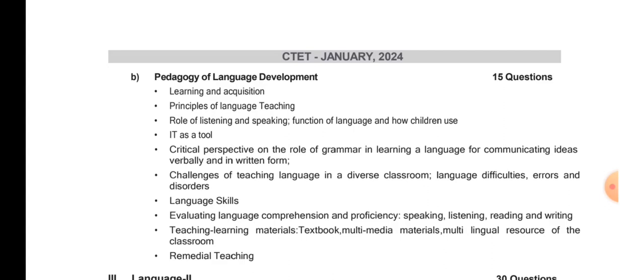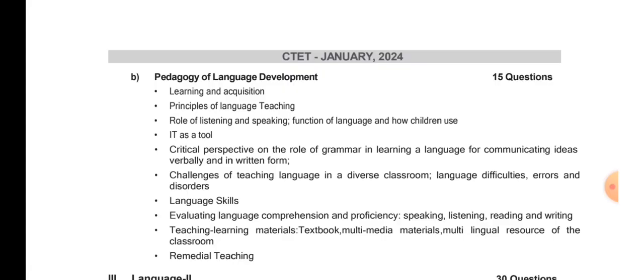nothing can stop you. But if you're not serious with pedagogy, nothing can help you. So pedagogy is coming up here also: learning and acquisition. Pedagogy is all about learning and how the child acquires. It is all about the children. Now, principles of language teaching. What are the different principles a language teacher has to follow when teaching a particular language, be it English, Hindi, Mizo, Garo, Khasi, Nepali, Bengali or Assamese?